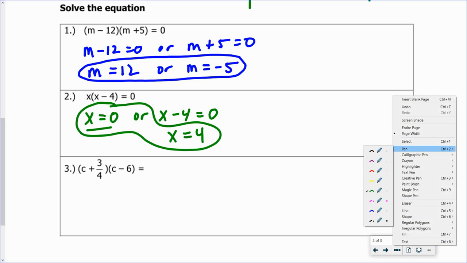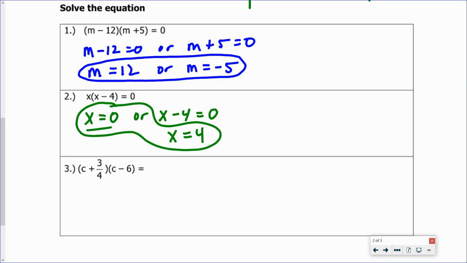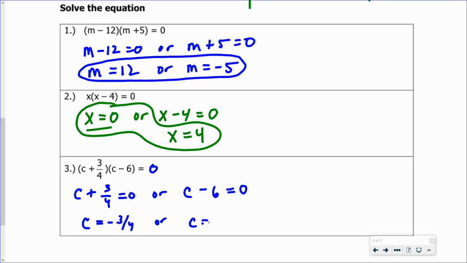And then finally, the last one, c plus 3/4 times c minus 6 equals, that should say equals 0. Sorry about that. So we're going to set each of those factors, again, equal to 0. So we'll subtract 3/4 from both sides. And then we'll add 6 to both sides. So again, our solution should be c equals negative 3/4 or c equals 6.